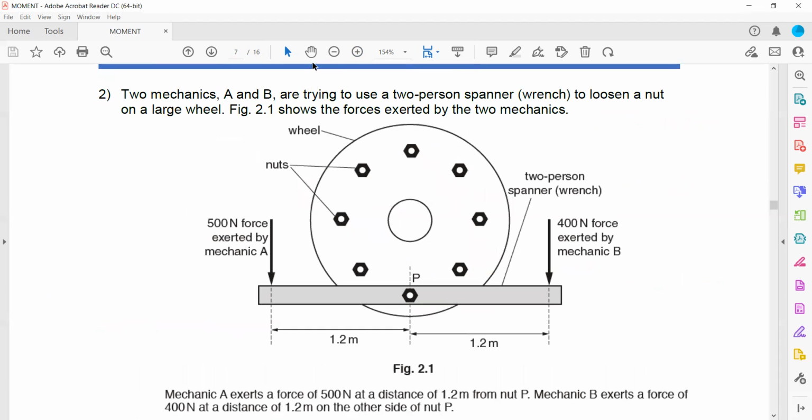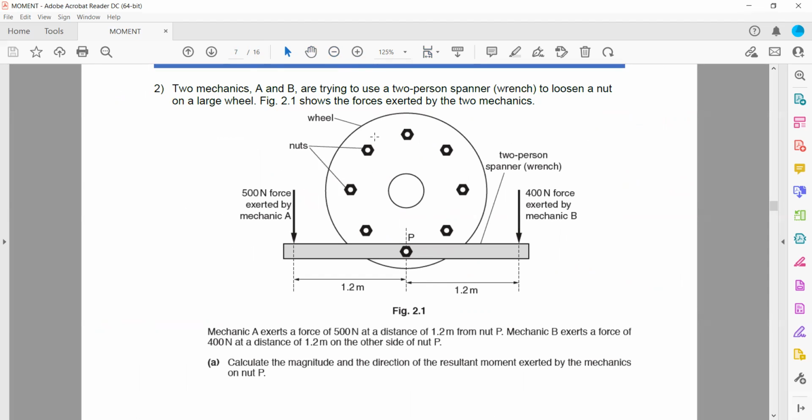Another question, two mechanics A and B are trying to use a two-person spanner or a wrench on a large beam. Figure 2.1 shows the force exerted by the two mechanics. So mechanic A exerts a force of 500, when mechanic B exerts force of 400 at a distance of 1.2 from nut P. We have to calculate the magnitude and the direction of resultant moment on nut P. So this P is the point of rotation. Around this point or nut, the object will rotate.